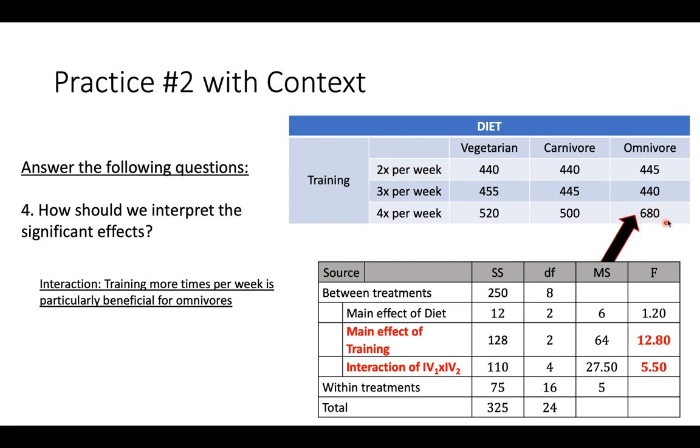And in fact, I've sort of intentionally made this one obvious. 680 is this huge departure from the rest of the numbers, and that's not always going to be the case. So we want to make sure that we can visualize this effect as well. So go ahead, press pause, and build that chart, and then we'll come back and we'll look at it together. So remember, put training on the x-axis, and then put diet as 3 different types of lines in your line graph. So go ahead and hit pause.